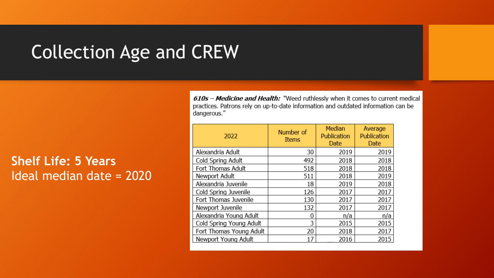And we can see that the median dates are all older than the ideal date of 2020. In this section of the assessment, we found that most collections, and especially our juvenile nonfiction collections, are outdated. And a lot of this can be attributed to COVID because we were not keeping up with regular weeding during that period.